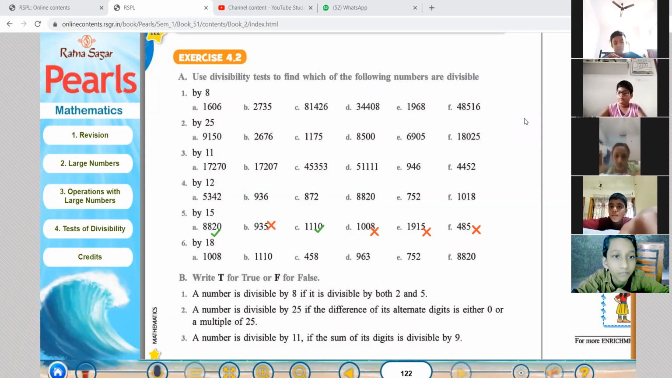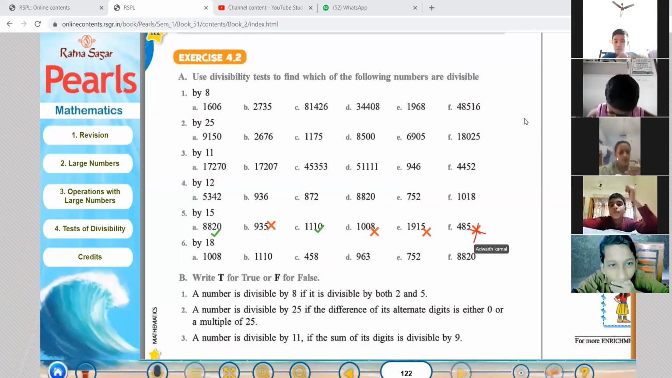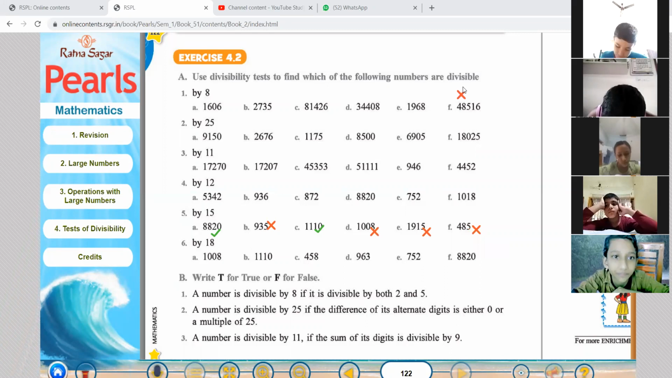Okay. Among the 6 numbers, only 8,820 and 1,110 are divisible by 15, and the others are not divisible by 15. You can mark this in your textbook or in your notebook.